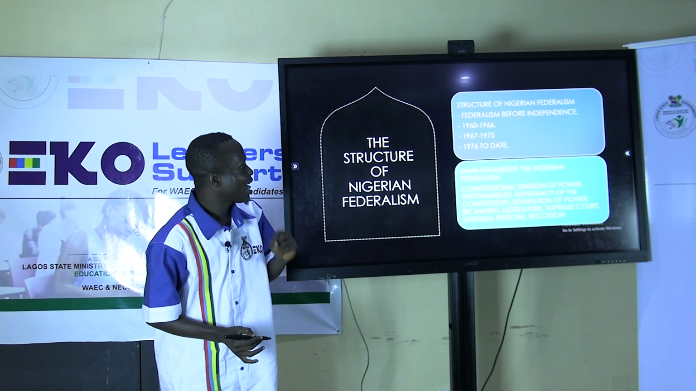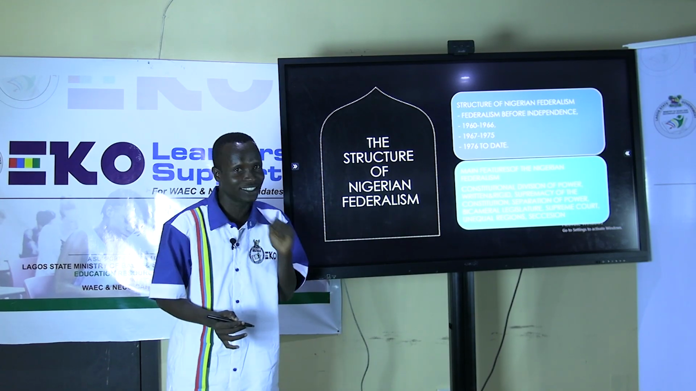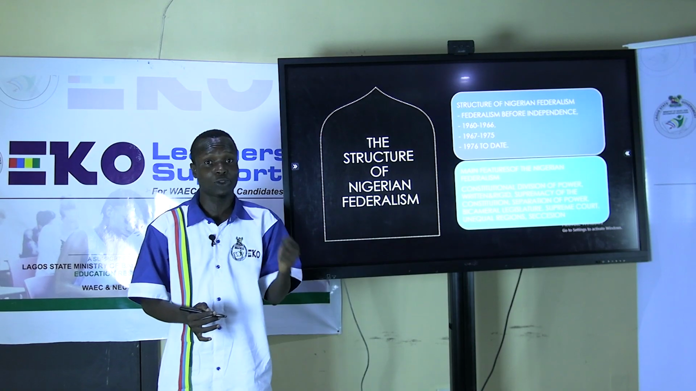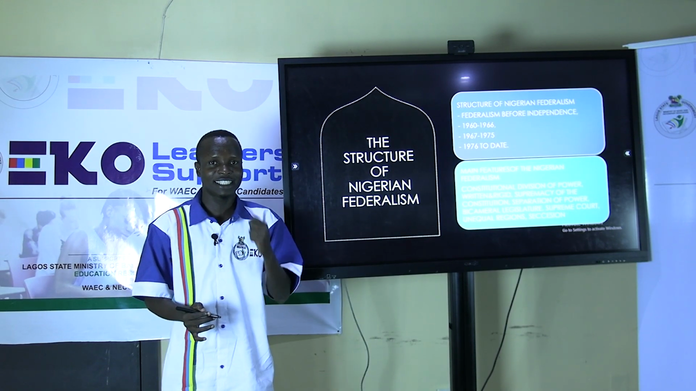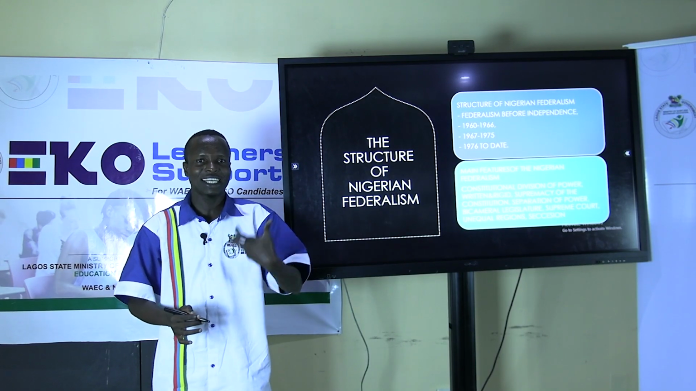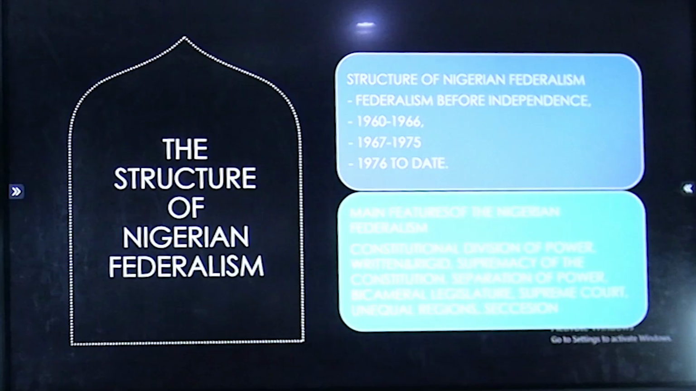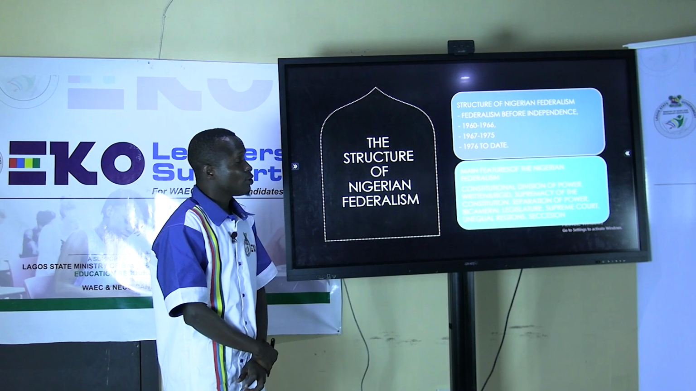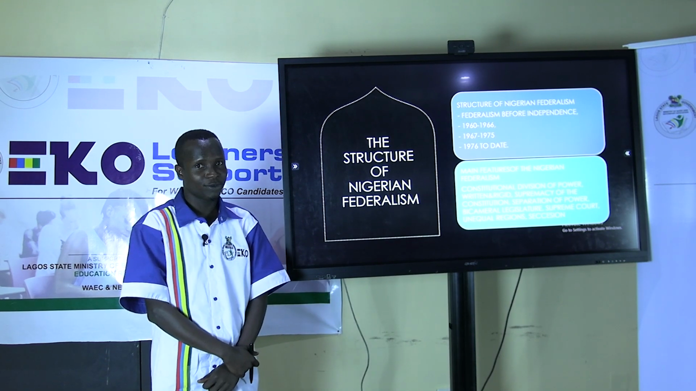Federalism in Nigeria during independence, that is 1960 to 1966. Nigeria gained independence on October 1st, 1960. Then, we were still practicing what was on ground. The military took over government from the civilian rule on January 15, 1966. That was when Aguiyi-Ironsi became the first military head of state.